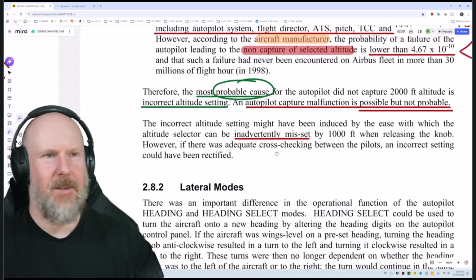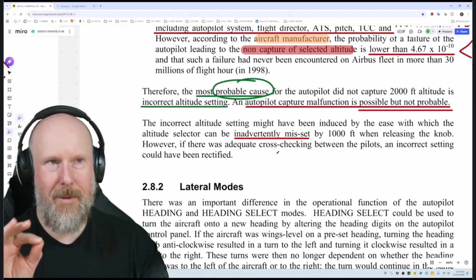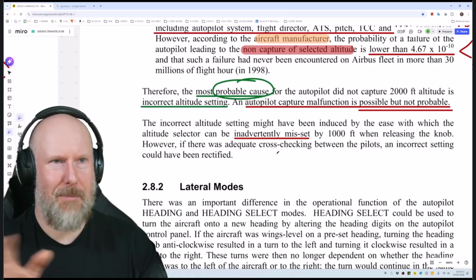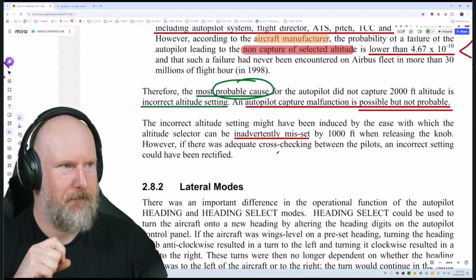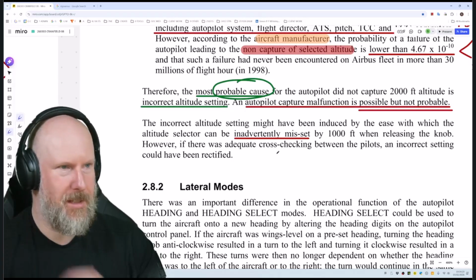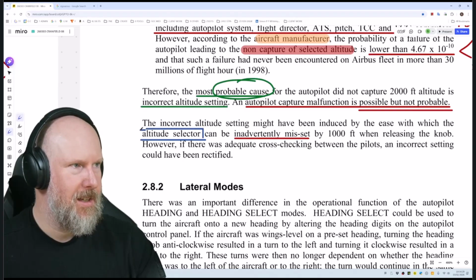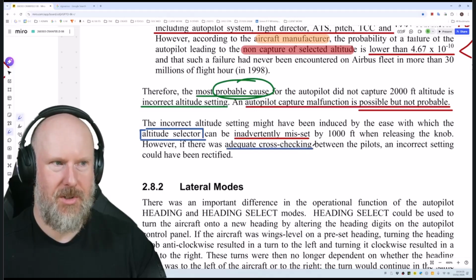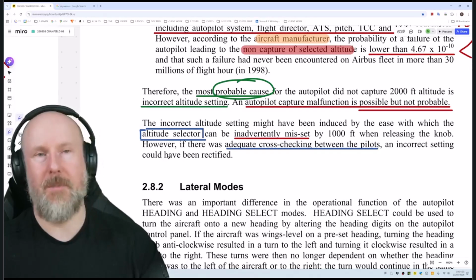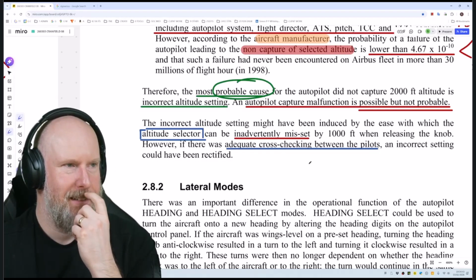There we go. So it's definitely not the automation, everybody, because it's 4.67. Remember the 0.67, because that's important, to the minus 10. So this is never going to happen, not in I wouldn't say a million years, but not in a long time. And of course, even if it was an issue with the altitude selector knob, even if it was an issue with the hardware, there's supposed to be adequate cross-checking between the pilots. An incorrect setting could have been rectified. So the pilot should have caught this if there was an issue with it. Interesting.